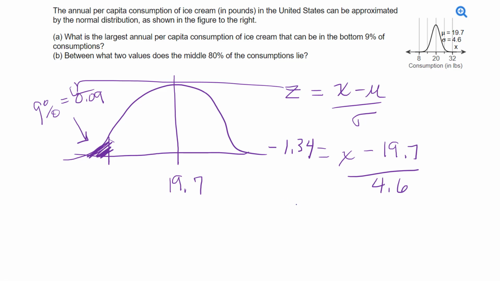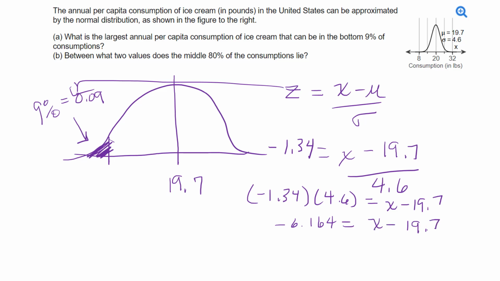And so that means my z value here is negative 1.34. And so now I just go through the algebra, like multiply both sides by 4.6, x minus 19.7. I get negative 6.164. And then finally, I add 19.7 to both sides, and I get 13.5, which would be this value. So think about these logically. That makes sense, right? Because it needs to be below 19.7.